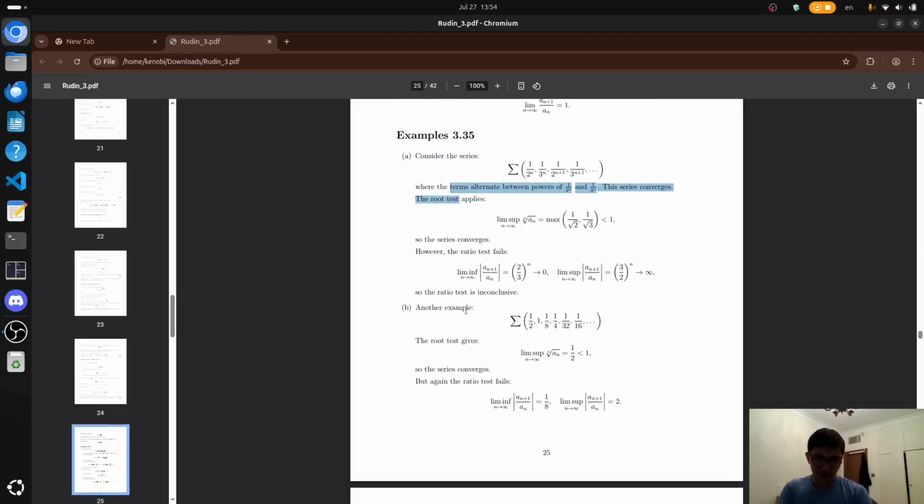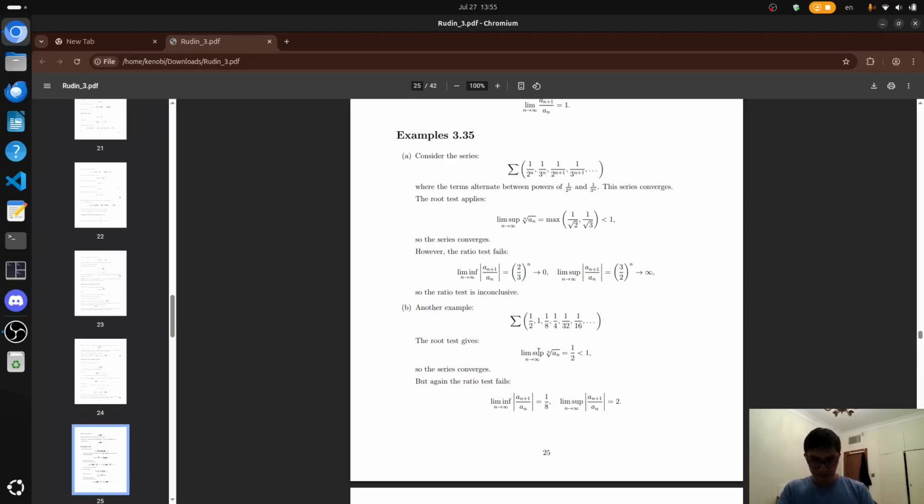And we're going to explain why it's like that. And the same thing goes for this series over here. The nth root of an, its supremum, is going to be 1/2, and its infimum is also going to be the same thing, because we're just taking powers of 2 over here. And you're exponentiating them, so it's going to give you less than 1.